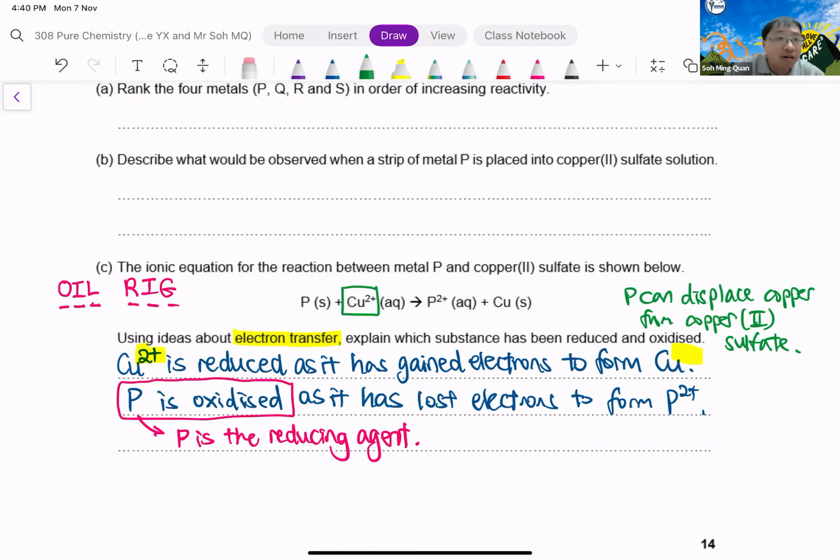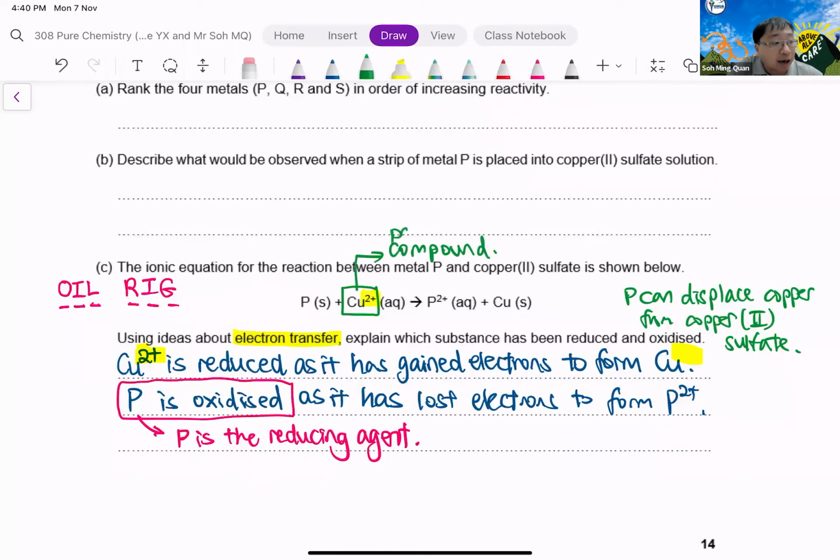Now, in an ionic equation, it's not so clear-cut, right? You don't see any copper(II) sulfate in the ionic equation. So how do you tell if something is a compound or if something is a metal element? That's my next question. In an ionic equation, it's complicated. You can't see a compound so easily. You go by charge. If it's charged, that means it's a compound.